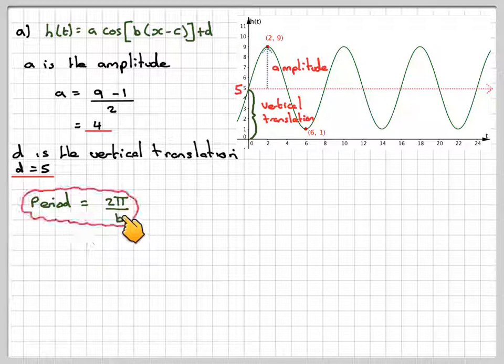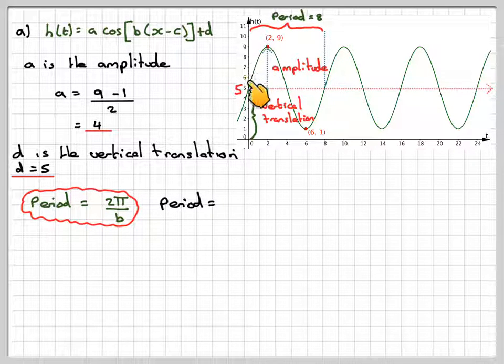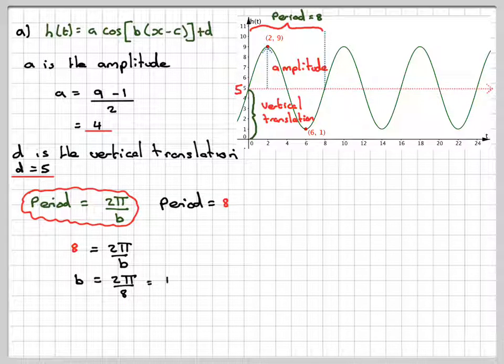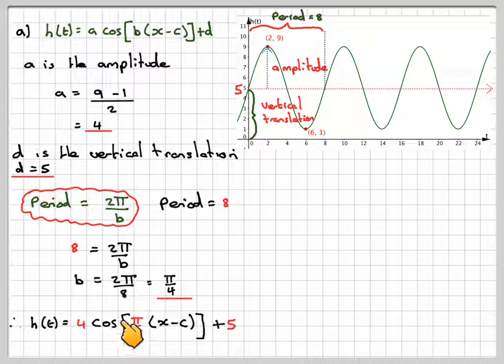And the period is equal to 2 pi over b. This graph will repeat itself after this point here, which is when x is equal to 8. So the period is equal to 8. So 8 is equal to 2 pi over b, which gives that b is 2 pi over 8, which is equal to pi over 4. So h of t is 4 cos(pi by 4 times (x minus c)) plus 5. The hard one now is to find c.